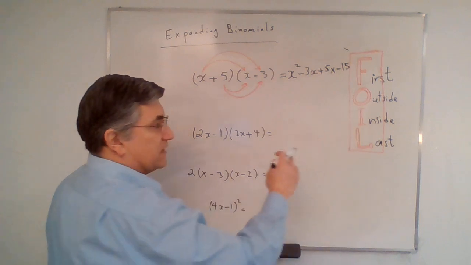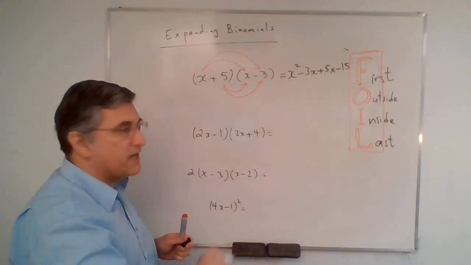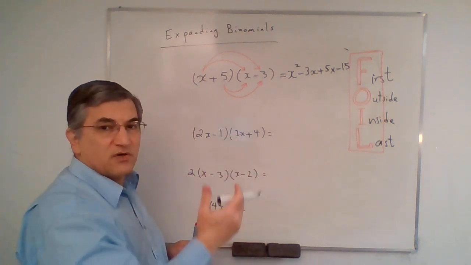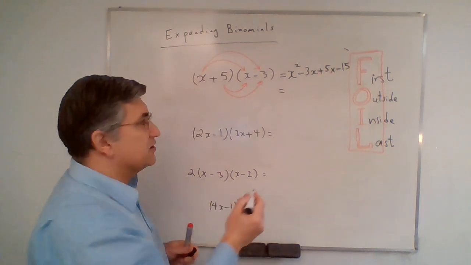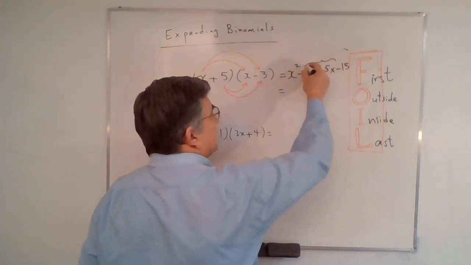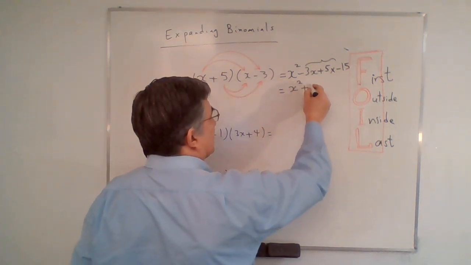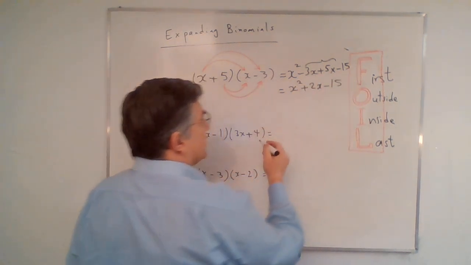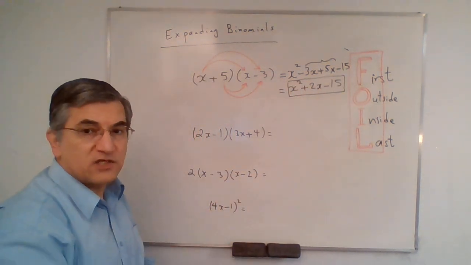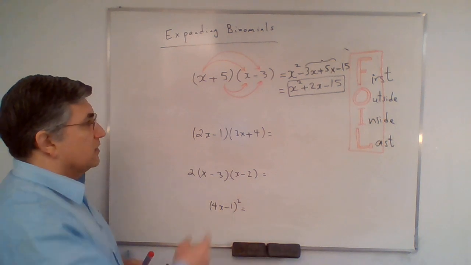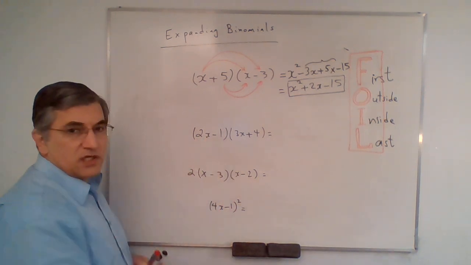So first, outside, inside, last. And those letters stand for this acronym called FOIL, okay? It's just an easy way to remember the order of multiplication. And now all we have to do is to collect like terms. So we know that 5x and negative 3x add up to 2x. So I'm going to write down x squared plus 2x minus 15. And that is the final answer, which happens to be a quadratic trinomial. We learned about quadratics in the past.